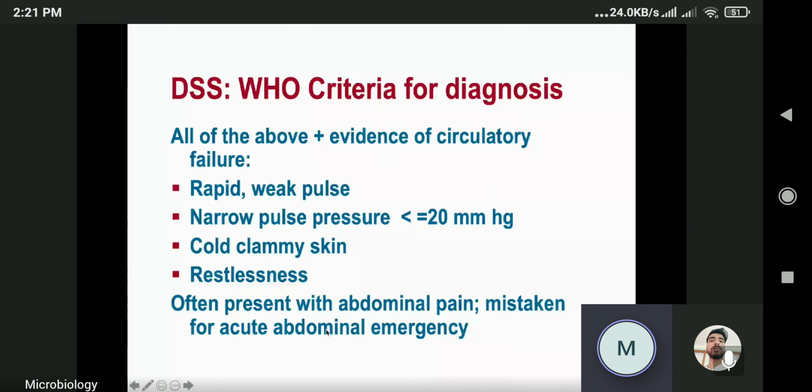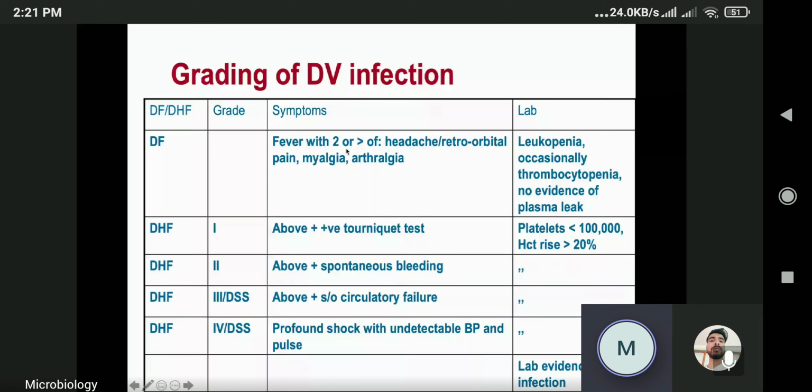And grading of dengue viral infection: dengue fever means the patient will have only fever. The patient might have leukopenia, sometimes thrombocytopenia. Dengue hemorrhagic fever grade 1: here the patient will have these features with a positive tourniquet test, meaning platelets start to decrease and hematocrit starts to increase. Dengue hemorrhagic fever grade 2 means all these features with signs of bleeding, internal bleeding. Laboratory features are the same, platelet count decrease, hematocrit increase. Another is dengue hemorrhagic fever grade 3, that is circulatory failure on and off.